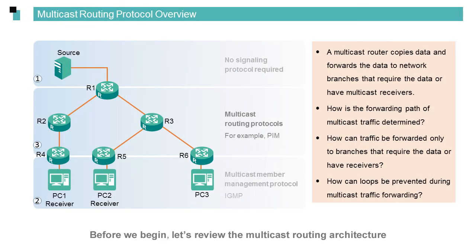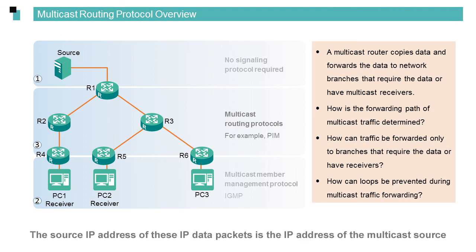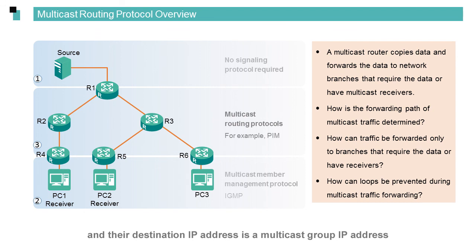Before we begin, let's review the multicast routing architecture. It consists of three parts. The first part is composed of multicast sources and first-hop routers. This part does not require any multicast signaling protocol. It only needs to send multicast data packets continuously. The source IP address of these IP data packets is the IP address of the multicast source, and their destination IP address is a multicast group IP address.